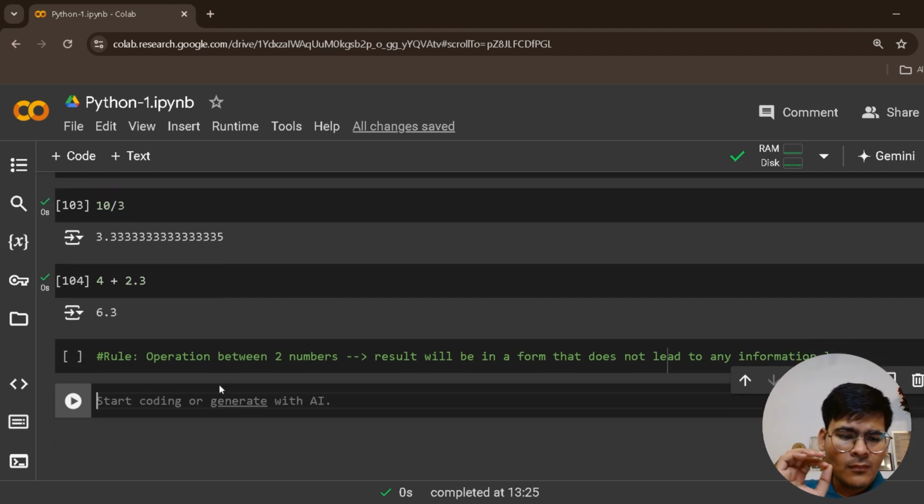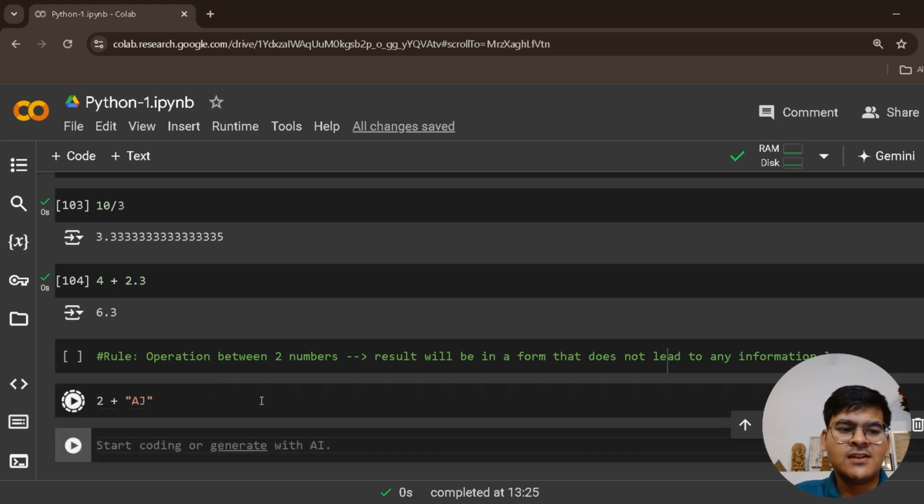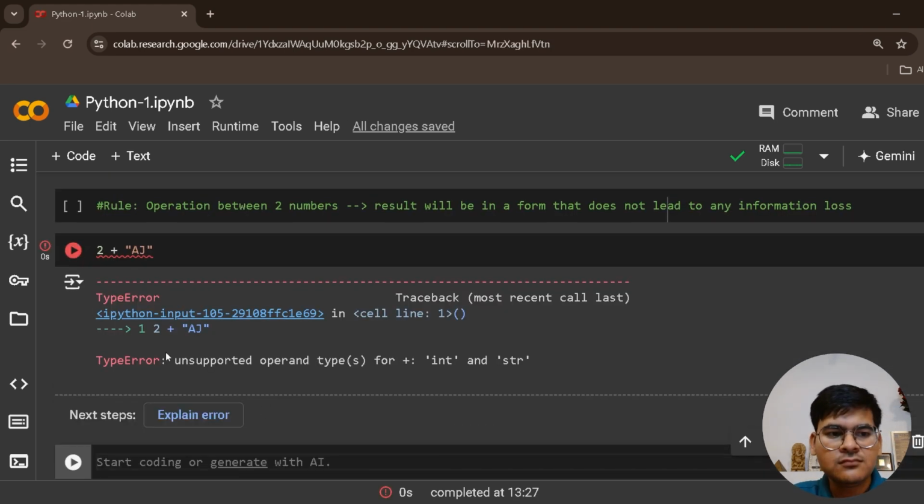But if you extend this idea, if you say 2 plus aj, now think about it. Does 2 plus aj make any sense? You're adding an integer to a string. It doesn't make sense. String plus string performs string concatenation. Number plus number performs addition. Number plus string is not a valid operation. It gives you another type of error, which is a type error, stating that it is an invalid statement. We'll understand this moving forward.